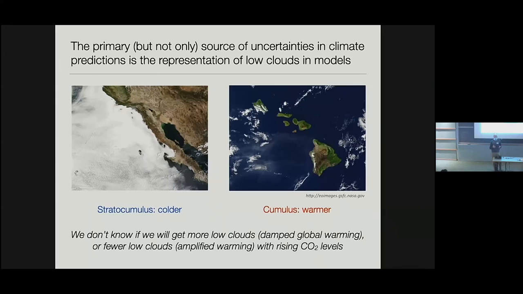If you would want to put a number on it in terms of dollars, the socioeconomic value of better climate predictions has been estimated to lie in the trillions of dollars. This is the primary reason that they're uncertain. So this is literally the billion to trillion dollar question, what these clouds do.